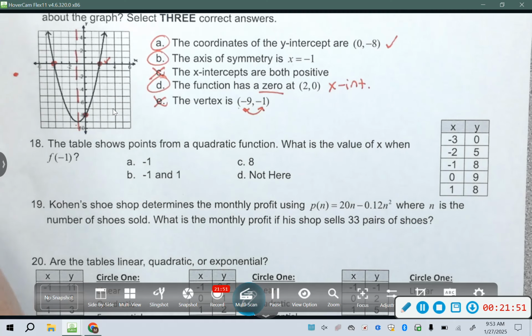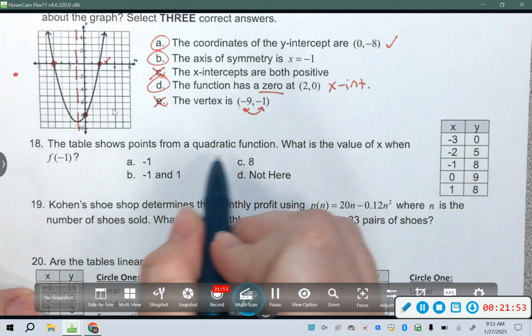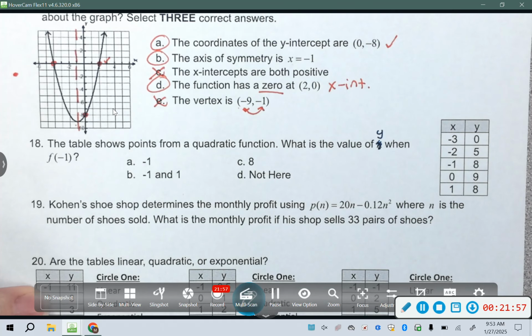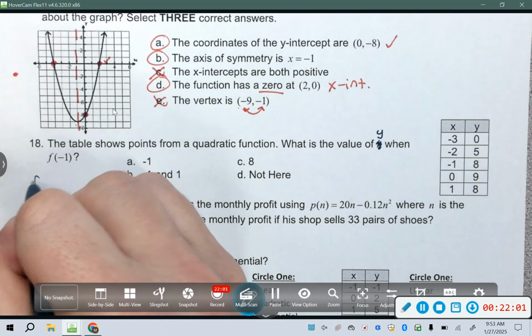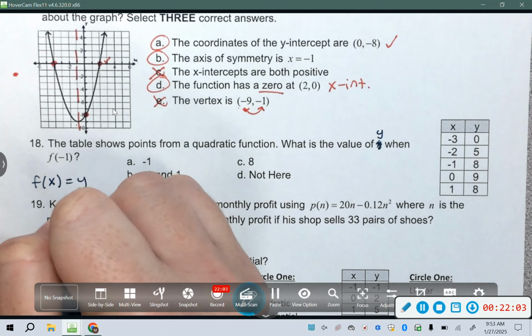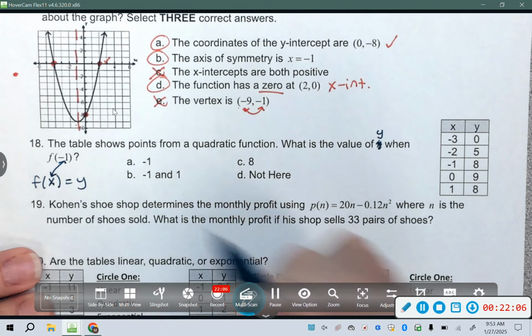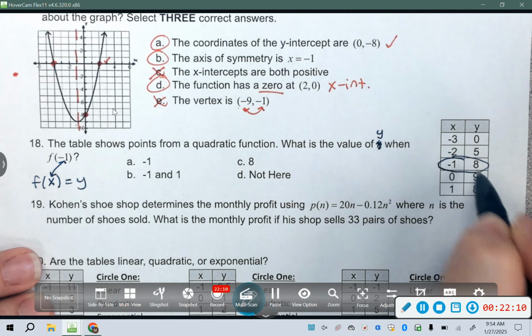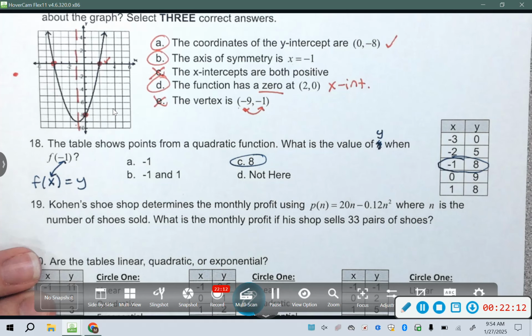Okay, there is a typo in this one. It says the table shows the points from a quadratic function. What is the value of y when f of x is -1? Okay, so I know that f of x equals y. So if it's inside my parentheses, it's giving me x is -1. So x is -1 here. Therefore, my y is 8.